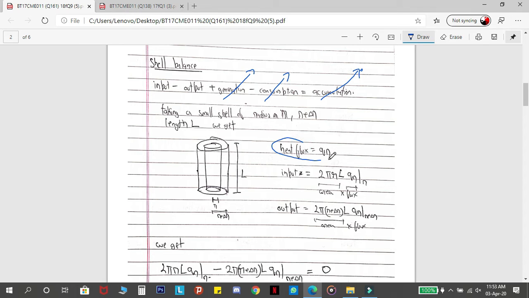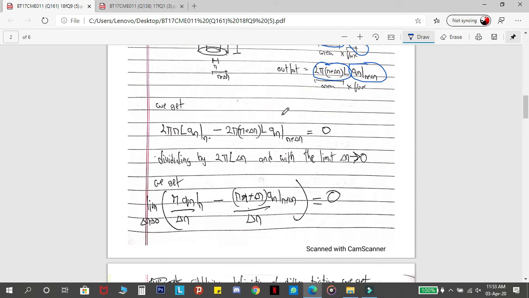Now I am denoting heat flux by QR, and heat energy at any point is area times the flux. This is my area at the inner shell, and this is the heat flux at that inner shell. This is my area at the outer shell, and this is my heat flux at that outer shell. Substituting this, we get 2 pi R L QR at R minus 2 pi (R plus delta R) L QR at R plus delta R equal to 0. Now I'm dividing by the constant 2 pi L delta R, and then I'm putting the limit delta R tends to 0. So we get this.